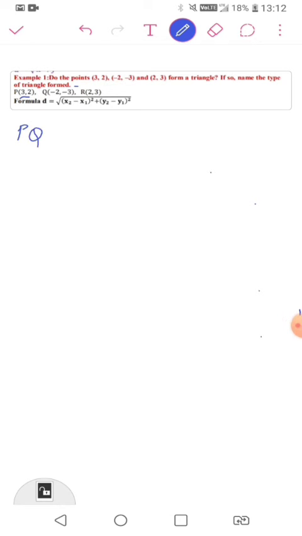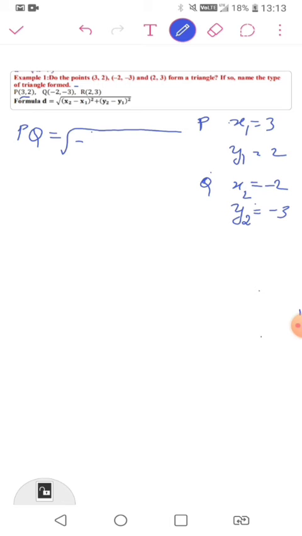That's PQ is equal to, the values of P and Q are given here. So write down on the side: x1 is equal to 3, that's the point of P, and y1 is 2. Next, the point of Q: x2 is minus 2 and y2 is equal to minus 3. Now we have the formula, just apply it. Okay, x2, that's minus 2 minus the x1 value, that's 3, whole square, plus y2 minus y1, minus 3 minus 2, whole square. Okay, now simplify.